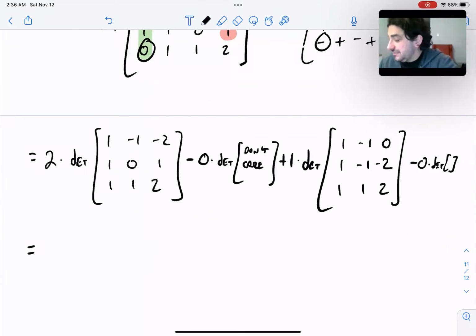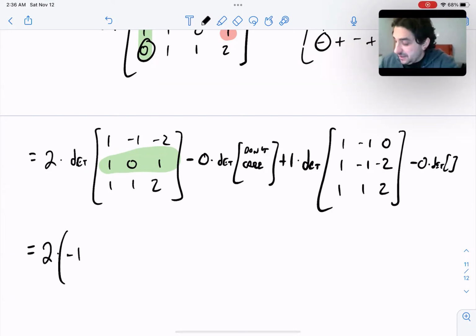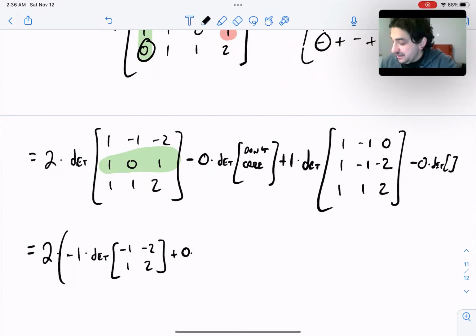Okay. Then we do this again, exactly again. So now I have 2 times what? What's in here? Well, I'm going to expand along this middle row because there's a 0 there, right? And remember the sign chart. So I'm doing -1 times the determinant of the remaining 2x2, right? Then we do +0 times I don't care. And then I'm going to do -1 times the determinant of the remaining 2x2.